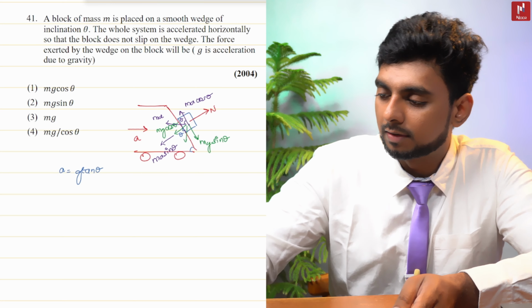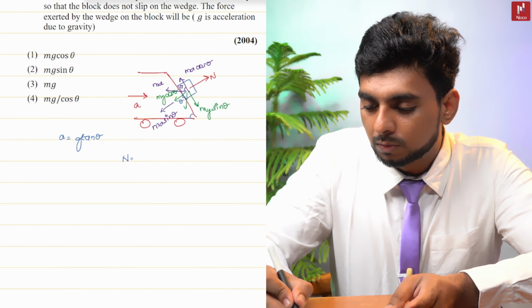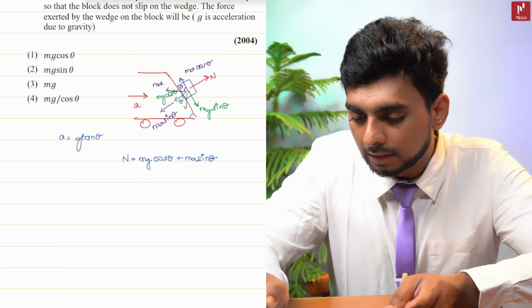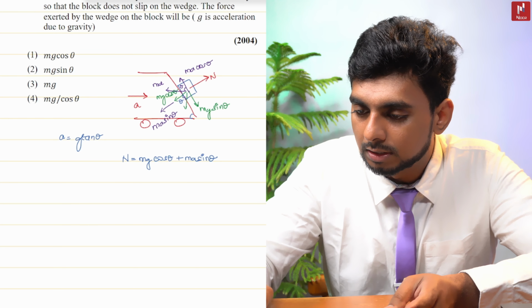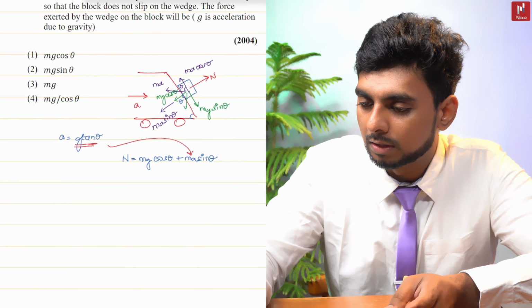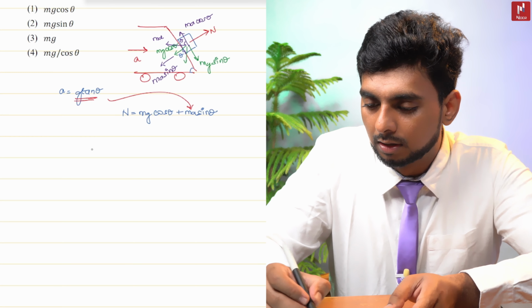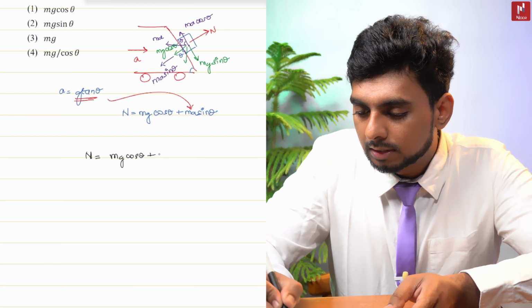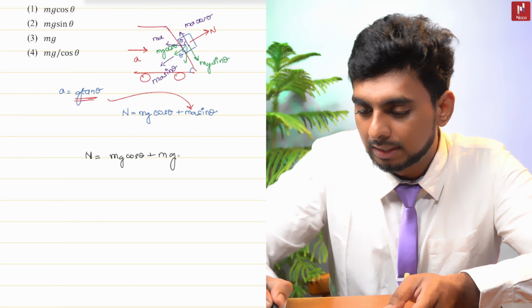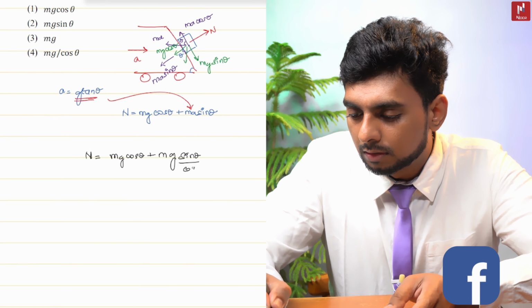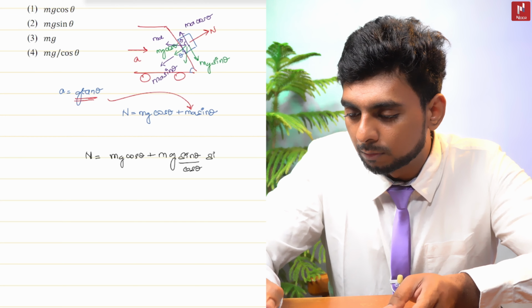So it should be clear. Therefore N will be equal to mg cosine theta plus ma sine theta. Instead of a, let me substitute g tangent theta. If I solve this, I'll get the answer straight away. So N equals mg cosine theta plus m, and for a you'll have g tangent theta, that's sine theta divided by cosine theta, and then you have one more sine theta into it.